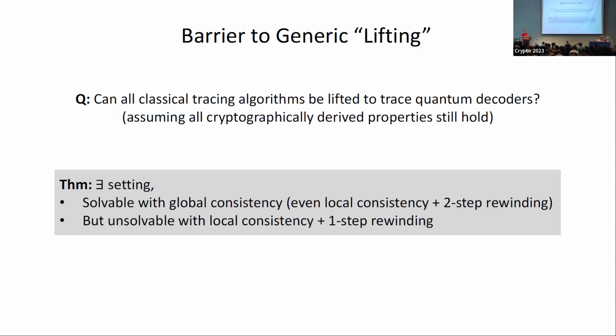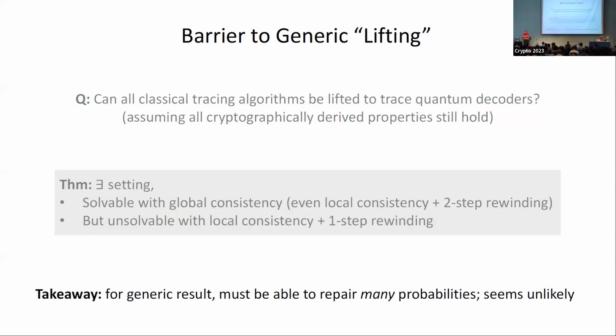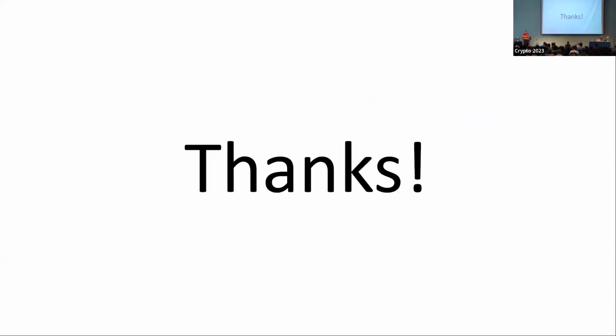We don't give a traitor tracing scheme, but we show that there is some setting where if you follow the classical rules, there's a solution. But if you follow the quantum rules, as we gave in this paper, even with the single step rewinding, you can't solve it. So probably this says that there's no generic result to lift classical tracing algorithms to the quantum setting. And that's it. Thank you.